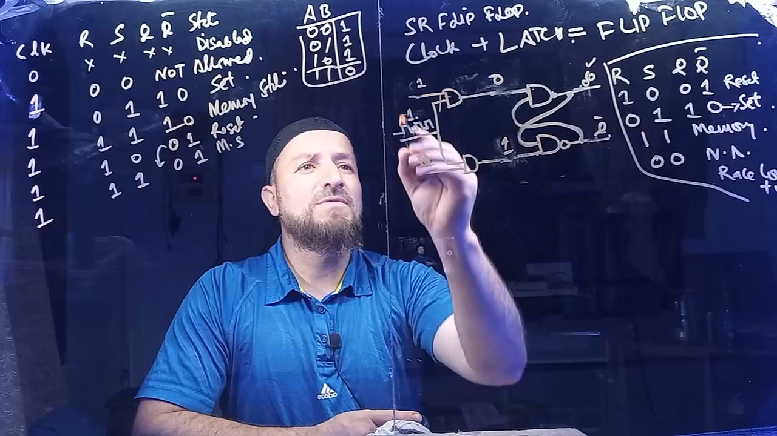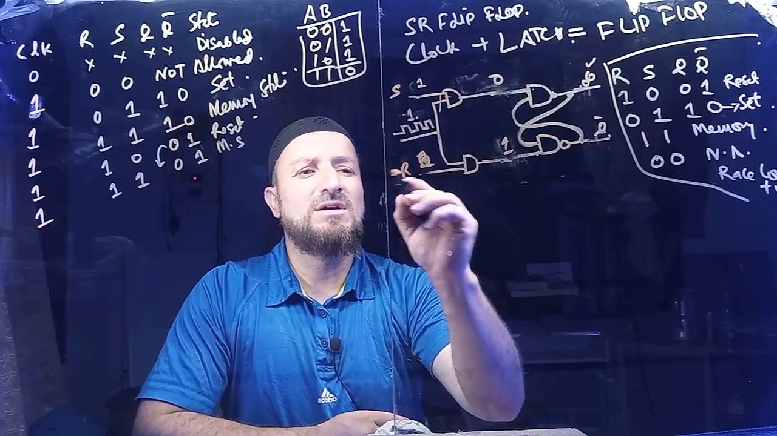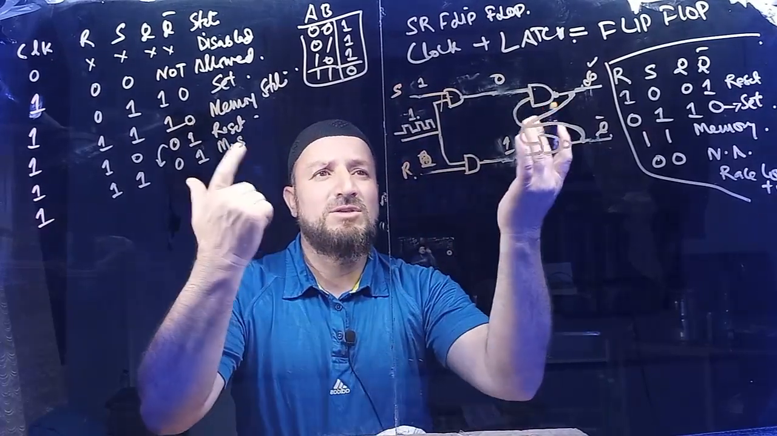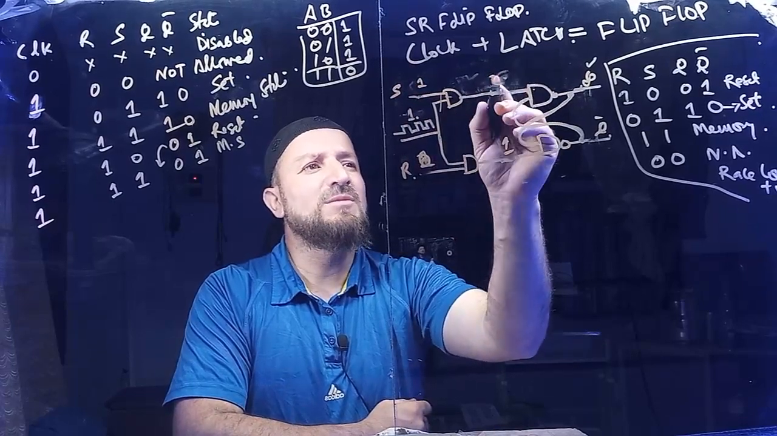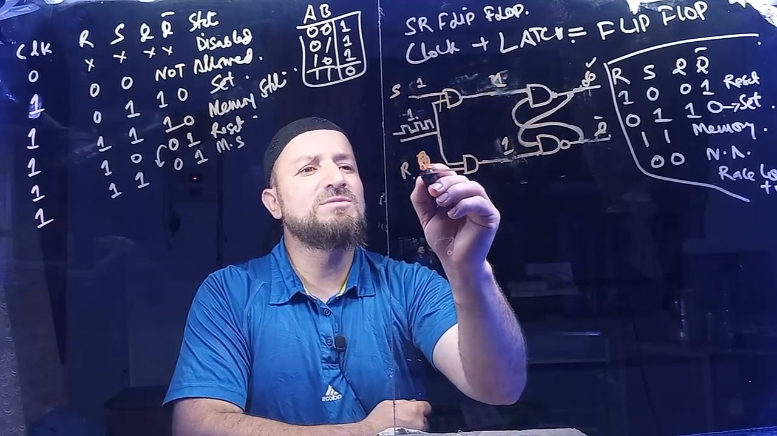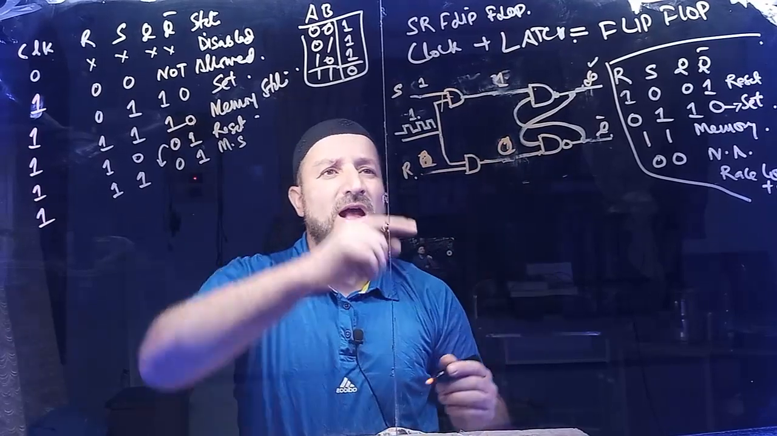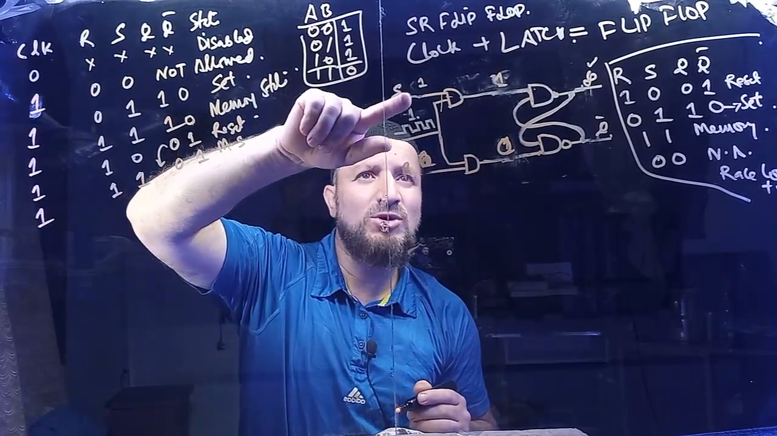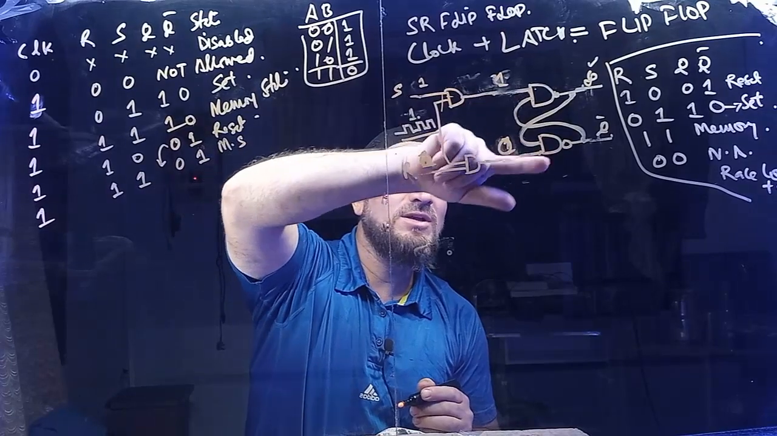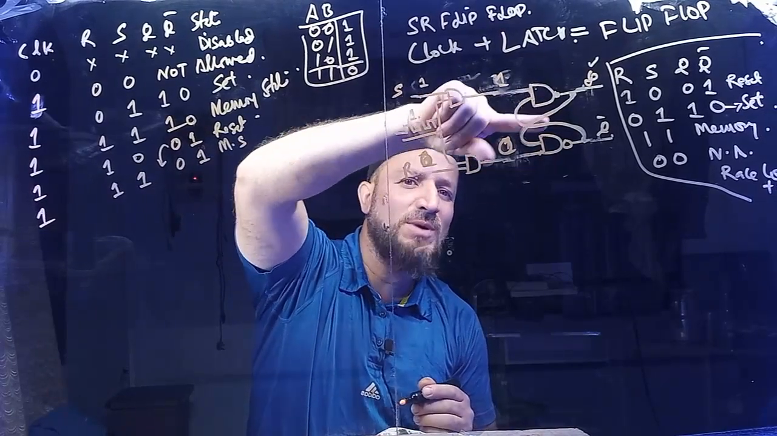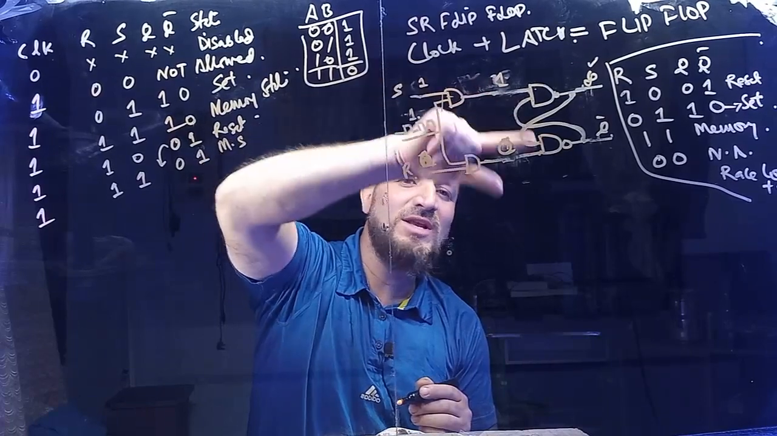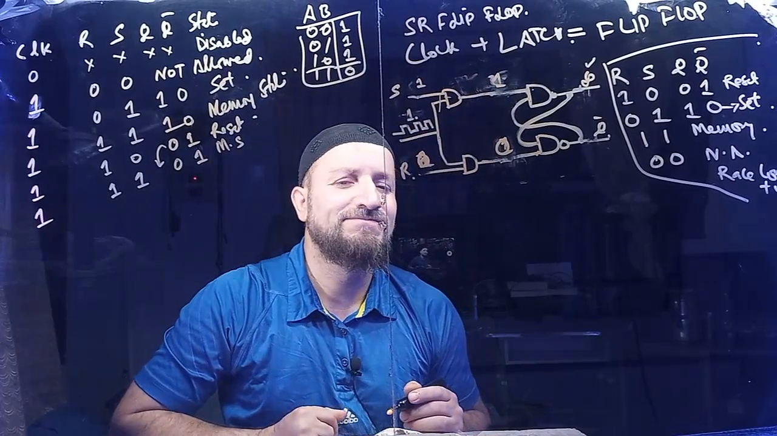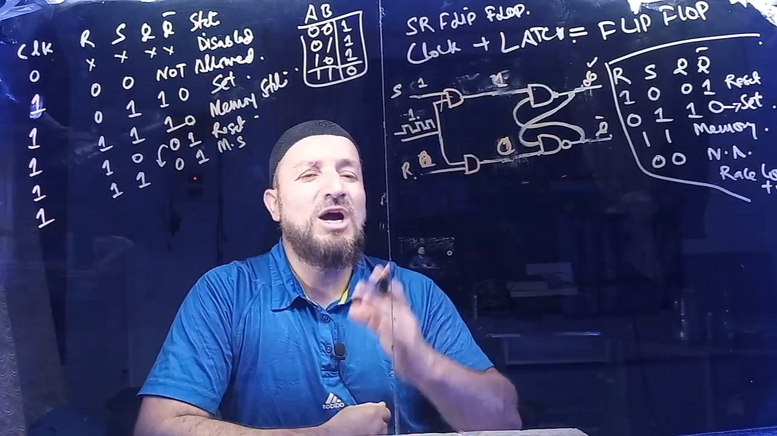But how will I flip? I have to do something, no? Say S is 1, so 1 goes on this side, and R is, say, 0, it goes here, and I think, hey, S is 1, so it should set. But in this part of the circuitry, I know for the latch, if the top side is 1, it is going to reset, it's not going to set. That's a problem. So I should do something.